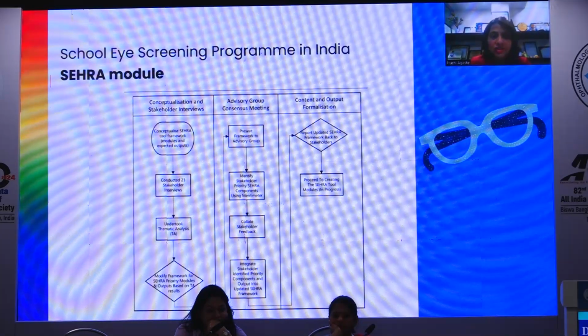Once this is conceptualized, the stakeholders are interviewed, then there is an advisory group consensus meeting, then an output is formalized. So this is the actual planning that goes into designing these school eye screening programs.